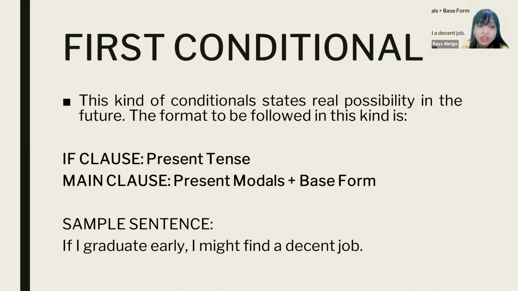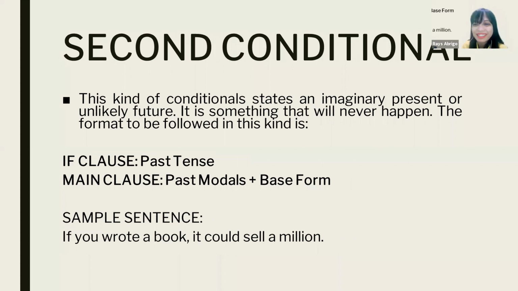Next to first conditionals, we also have, of course, the second conditional sentence. Now, this one is a complete opposite of the first conditional. If the first conditional states a real possibility in the future, the second conditional is a complete opposite. It states an imaginary present, or something that is not happening today. And of course, if the condition is imaginary, the result would be unlikely as well. It is something that will never happen.